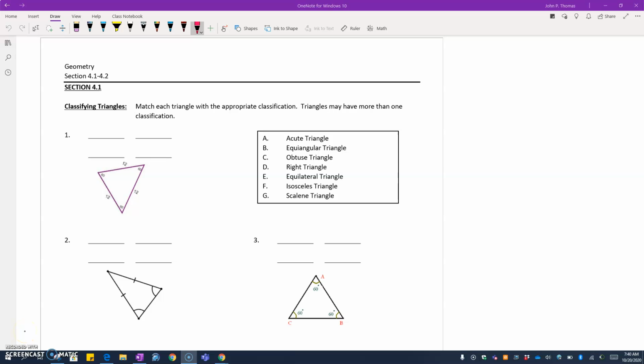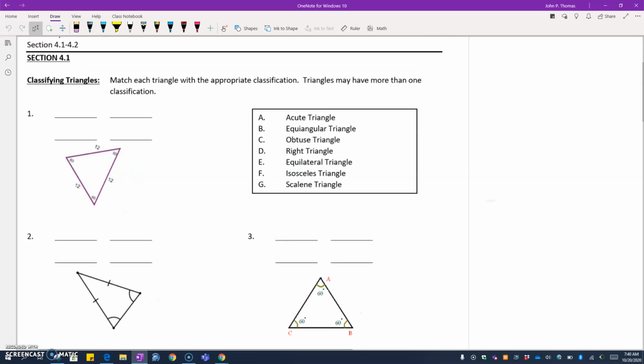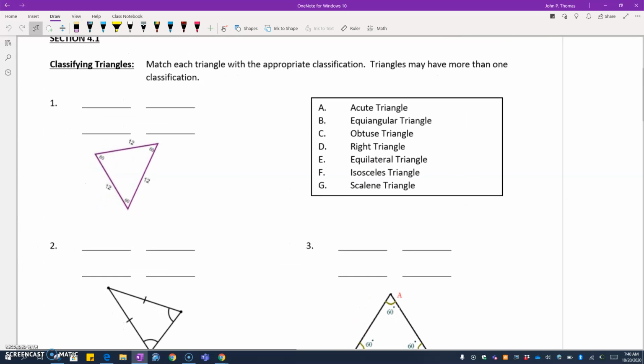All right, let's take a look at the notes for section 4.1. So the first thing in 4.1 is classifying triangles. And we're going to classify triangles both by their angles and by their side lengths. All right, so when we look at this, a lot of these words are from the past.